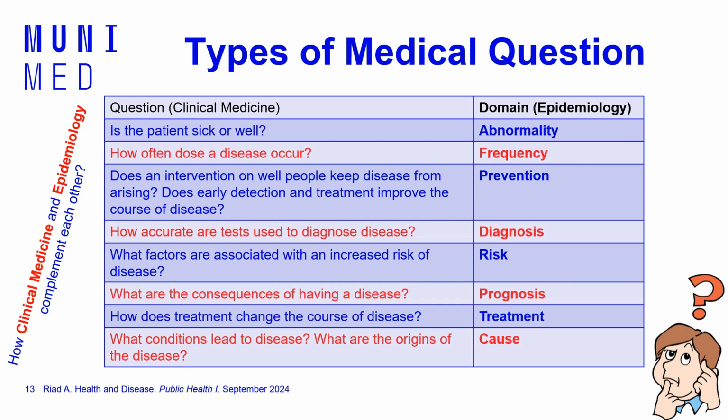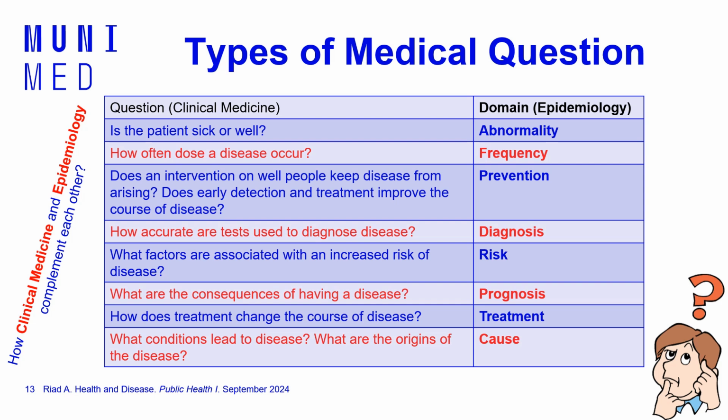For example, does an intervention keep people from getting the disease, or does early detection and treatment improve the course of disease? All these questions can be answered by the knowledge domain of prevention, and also with diagnosis, which will be also covered in the second seminar. How accurate are the tests that we use to diagnose the diseases? Then in the fourth week, we will talk about risk and what factors are associated with an increased risk of the disease. The same also for prognosis, that will be in the fourth week.